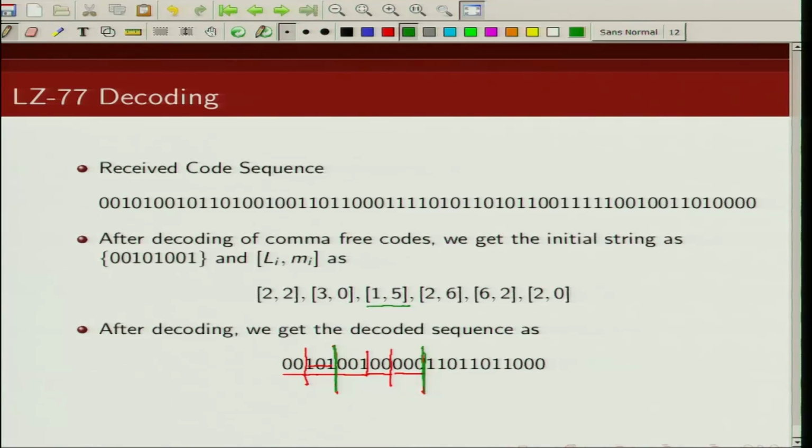So look at this one. Here L1 is 1 and M is 5. So then P corresponds to 3. So we look at first, second, third, that's this. So we look at this location and we look at a match of 1. And what's that match of 1? That is 1. So we add that 1 here and we get rid of this entry. So our new dictionary now is this.